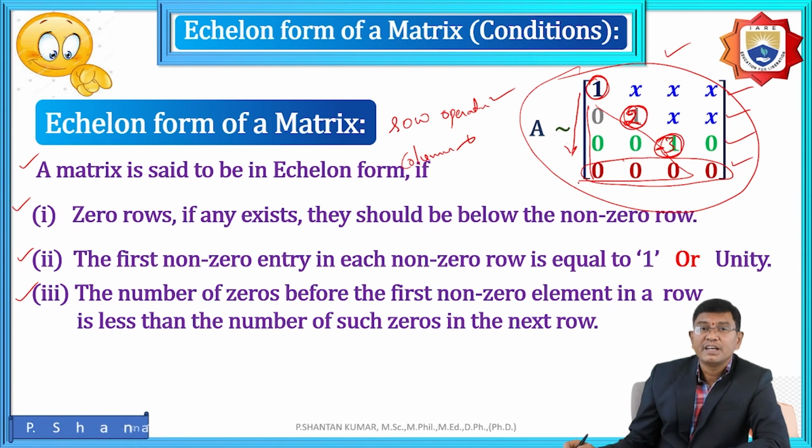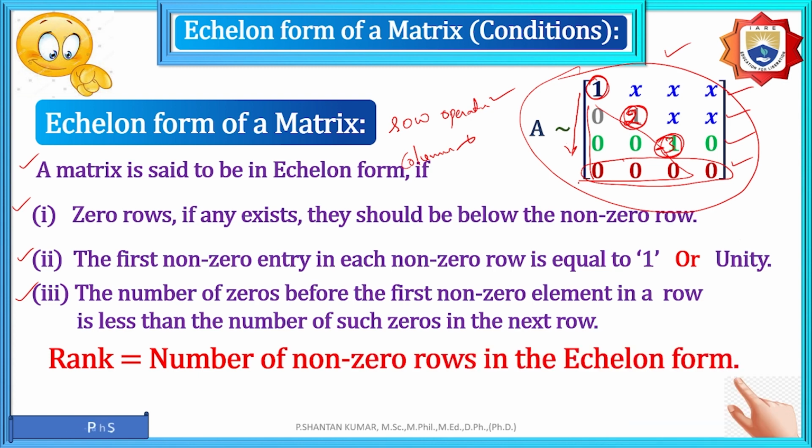Based upon this, here it is the echelon form of a matrix, and here is how to identify the rank. Based upon the echelon form, count the number of non-zero rows. In this example on the right side, the number of non-zero rows is 3. Therefore, the rank of the matrix is 3. According to the echelon form, the rank of a matrix is equal to the number of non-zero rows in the echelon form of the matrix.